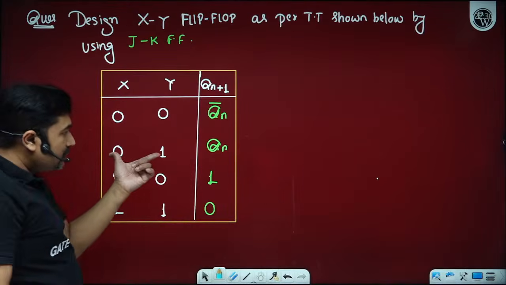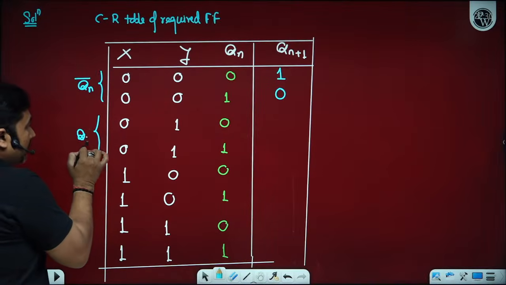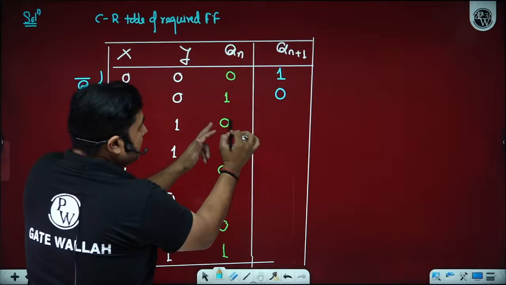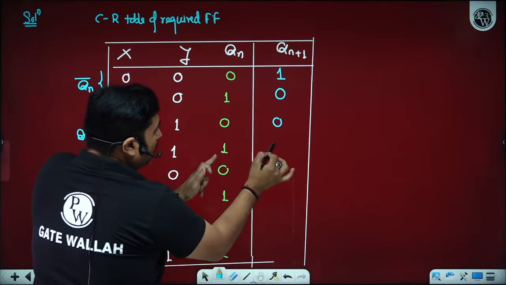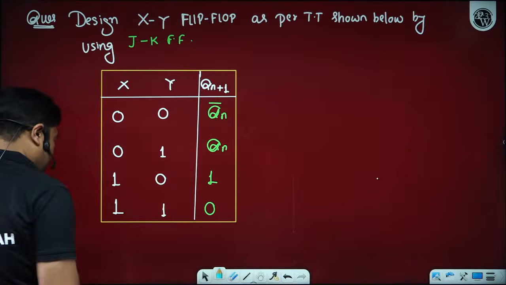What do you want for 0, 1? Qn. For 0, 1 you want next state as Qn. So 0, 1. Is it okay? Yes, sir. Now for 1, 0 you want 1.